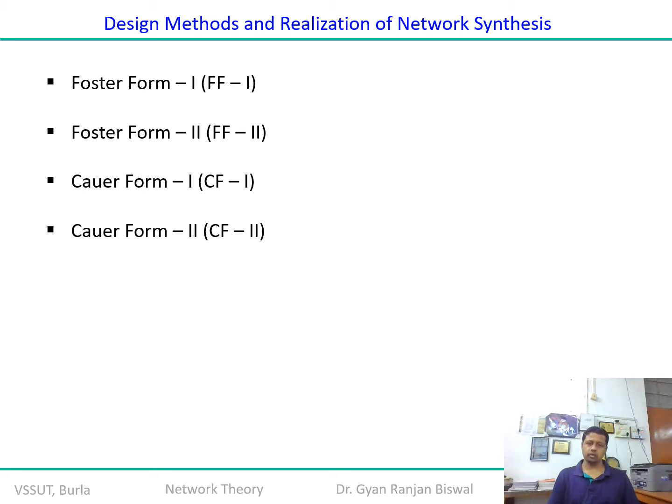Similarly, Cauer has also given two proportional realizations, or upgradations of the Foster method. They are called Cauer form 1 and Cauer form 2, or in short, we are going to recognize them as CF1 and CF2.